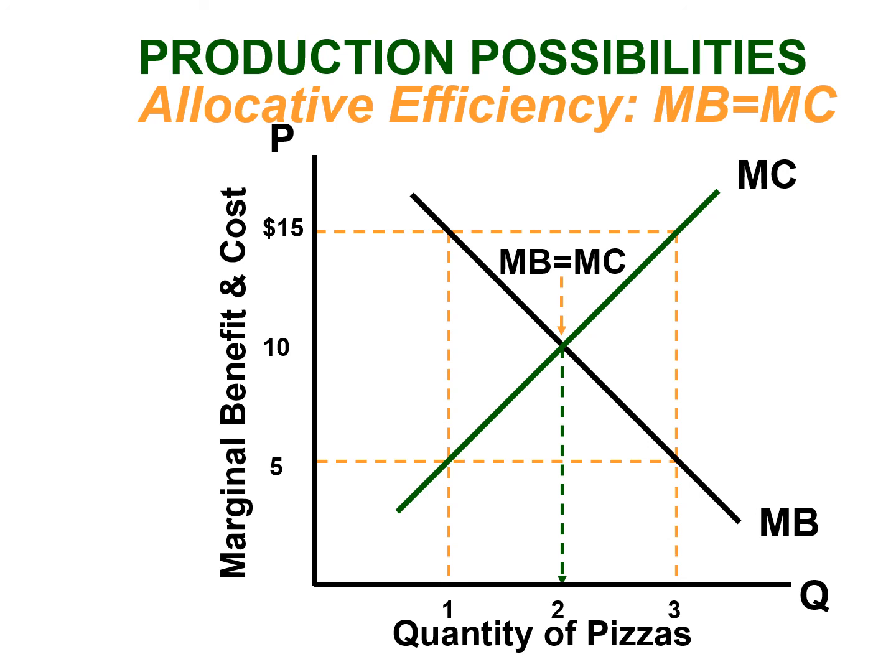As you would rightfully assume, this society is happiest producing 2 units of pizzas. At that level of output, the marginal benefit of consuming the next pizza exactly equals the marginal cost of how resources could have been used otherwise.